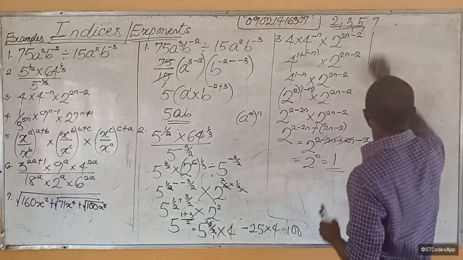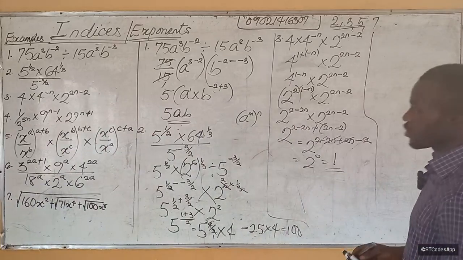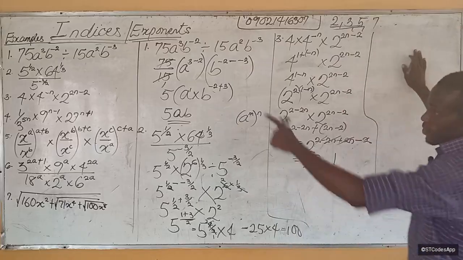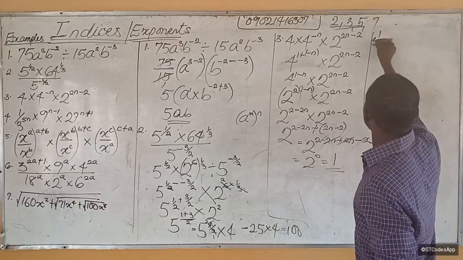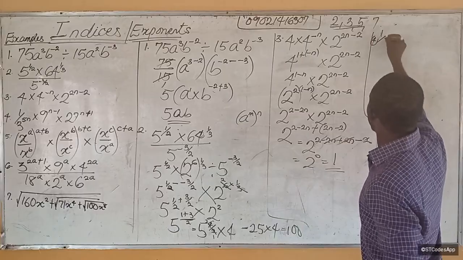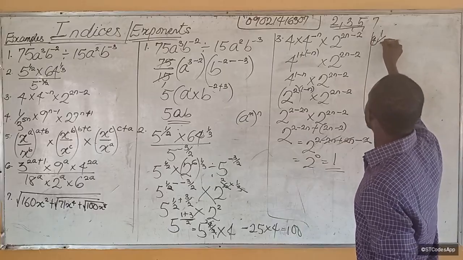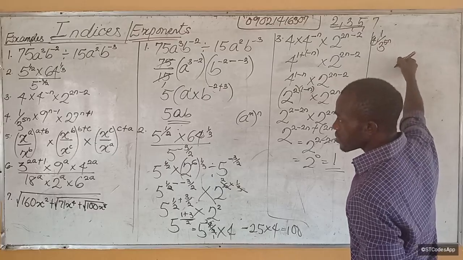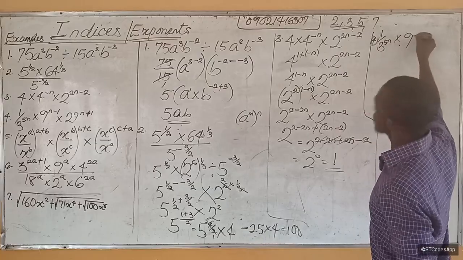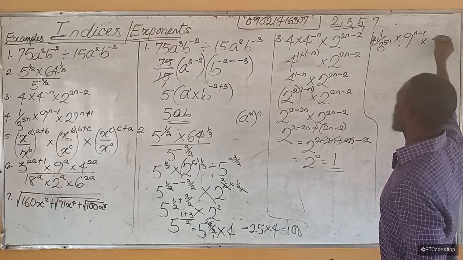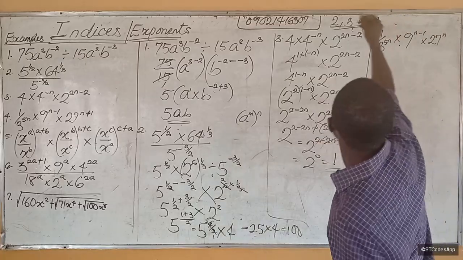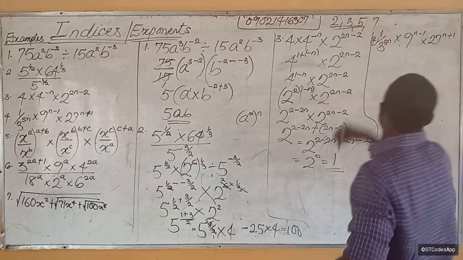Now let's solve the next one, number 4. Number 4 says 1 over 3 raised to power 5n times 9 raised to power n minus 1 times 27 raised to power n plus 1. Okay, so how do you solve this?